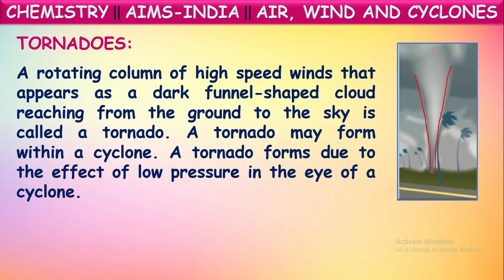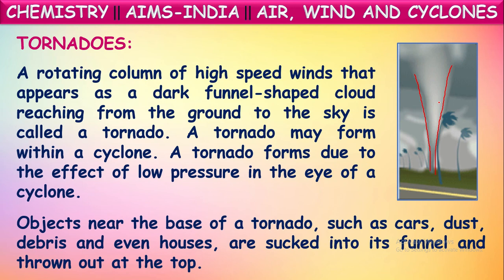This is called a tornado. A tornado may form within a cyclone. So these tornadoes are also generally formed within a cyclone. A tornado forms due to the effect of low pressure in the eye of the cyclone. Because of the low pressure area at the center of the cyclone, which we call the eye of the cyclone, air will be twisted at the same place in the form of a funnel shape. So this is what we generally call tornadoes.